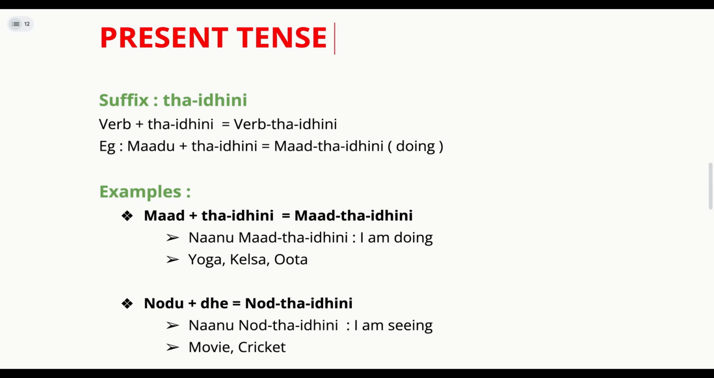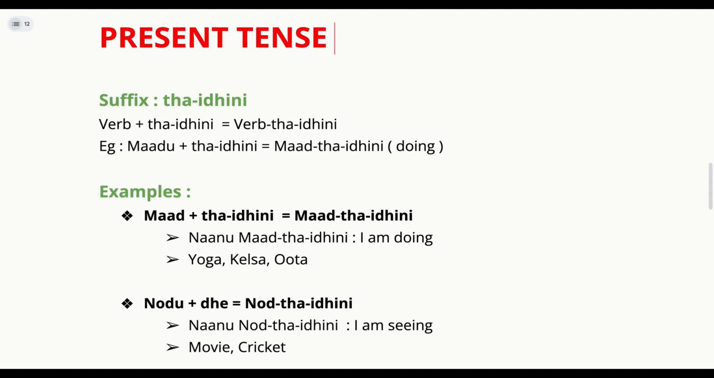Now let's look at present tense. For present tense, the suffix is ta idini. So verb plus ta idini becomes verb ta idini. For example, madu is the verb. For present tense, we add the suffix ta idini to it. So it becomes madta idini, something I am doing. Madu plus ta idini becomes madta idini.